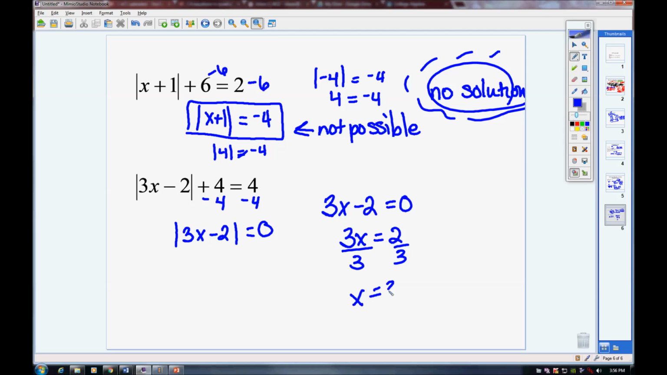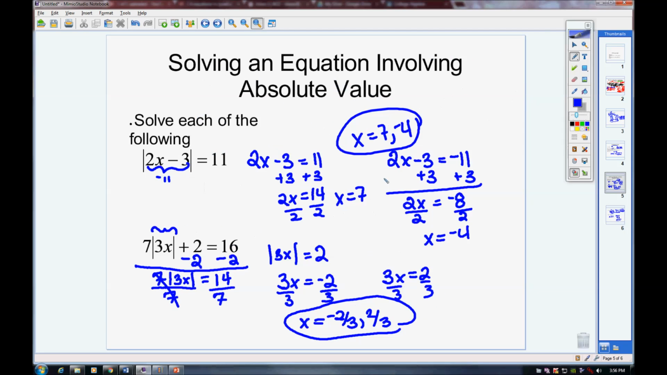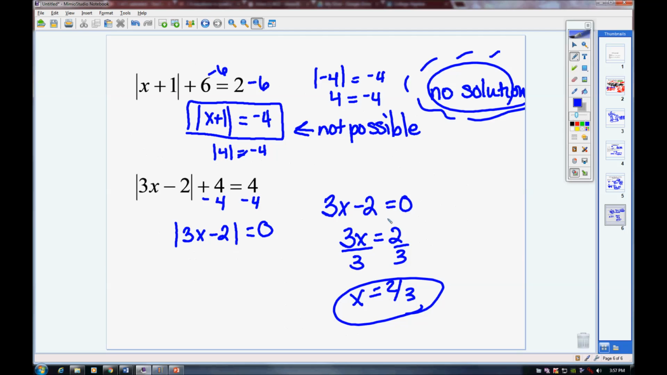So one solution. So going back, if my absolute values equal a positive number, like they equaled 1 here and they equaled 2 here, I'm probably going to get 2 solutions. Actually, you'll get 2 solutions. If my absolute value equals a negative number, that's not possible, so there's no solution. If it equals 0, there's only one number that's going to provide a solution. And I believe that's the end of the notes.